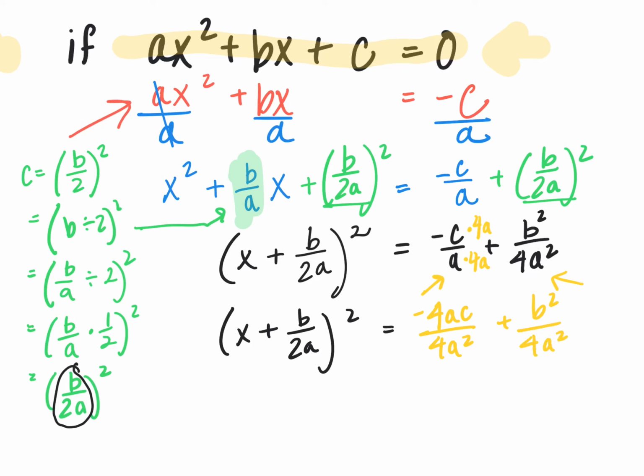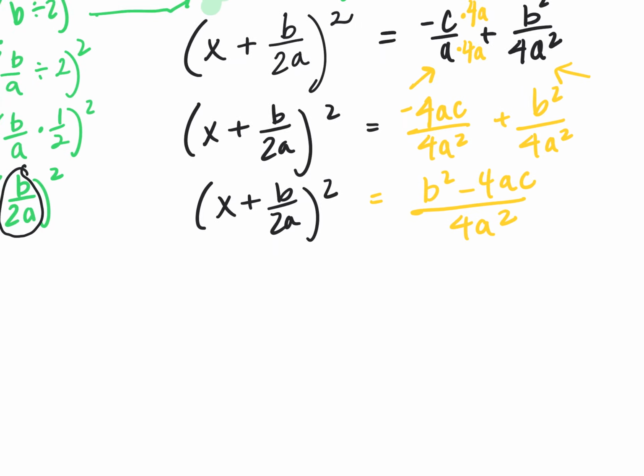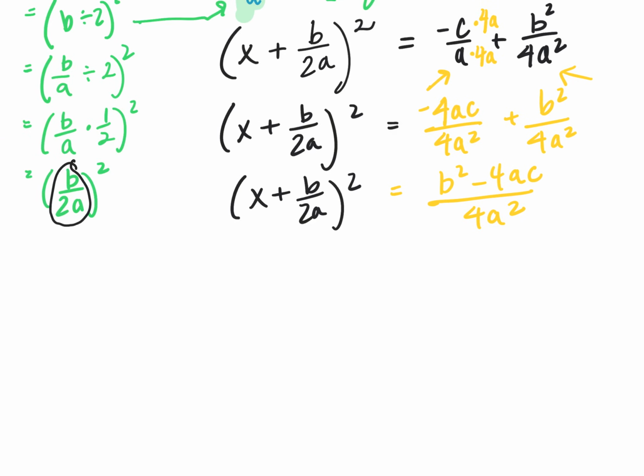Now that we have a common denominator, we can combine the top. We can rewrite the top as b squared minus 4ac all over 4a squared. So this is starting to look a lot like that quadratic formula that we know. So after we've rewritten our perfect square as a quantity squared, usually the next step that we take is we square root both sides. So let's do that.